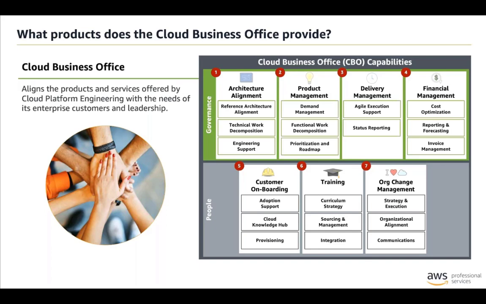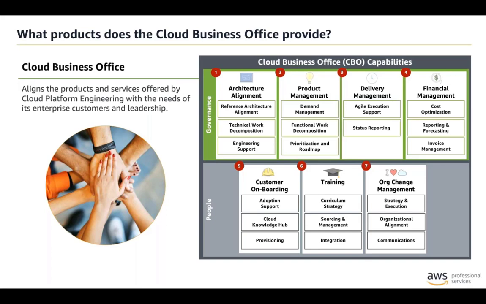Number 4, financial management. Financial management provides mechanisms to accurately allocate, forecast, and optimize spend by consumer. They enable self-service capabilities for customers and executives to manage current and forecasted spend. People enablement covers 3 domains.